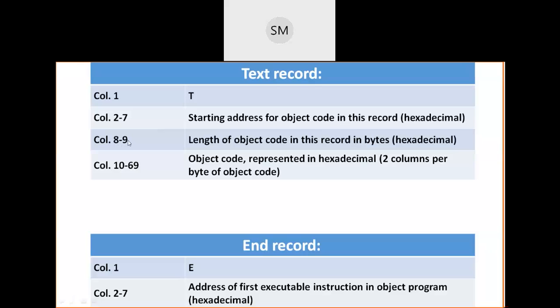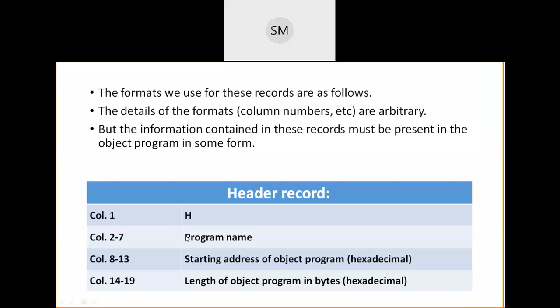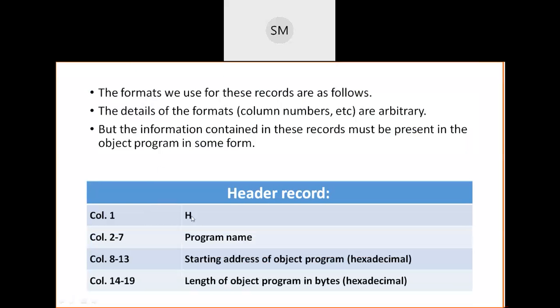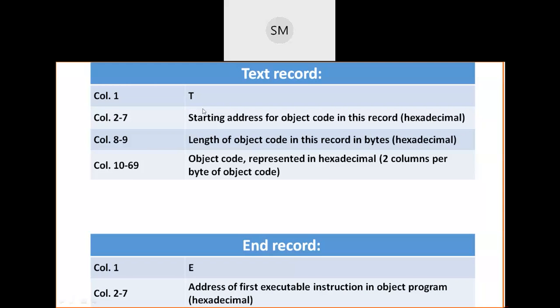And columns 8 to 9 will be the length of the object code in this record. Length of object code in this record means, here there will be some 4 to 5 lines of this text record. Remember, there will be only one line for the header record, and there may be some 4 to 5 lines for the text record. I am talking about rows, not columns. In the header record there will be only one row. For the text record there may be some 4 to 5 rows. For the end record again there is only one row.